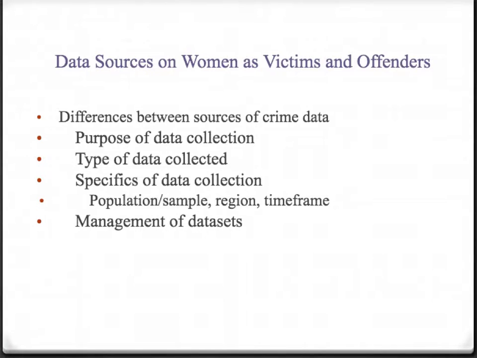There are different data sources on women as victims and offenders, and depending on where we get our data, it'll tell us a drastically different picture of what women experience as victims or the type of crimes that they commit as offenders. The differences between the sources of crime data include the purpose of the data collection: is it for victimization research or is it for the UCR for police arrest statistics? The type of data that's collected: is it arrest data or is it a personal survey that somebody's filling out? What is the population sample? What are the specifics of the data collection, the region, the time frame, what's going on historically that might change the data that we're collecting, and the management of the data sets? Who is in charge of storing this data or collecting it?